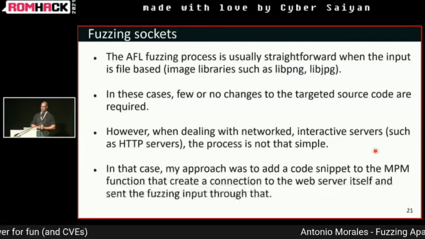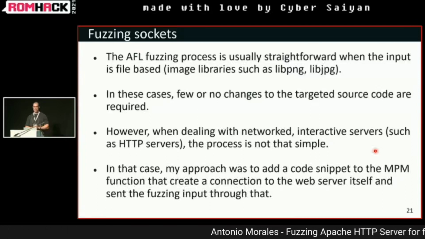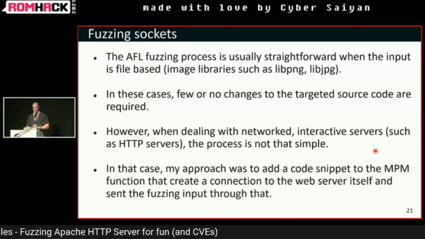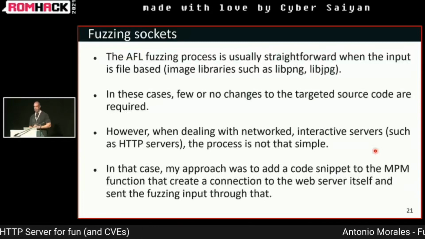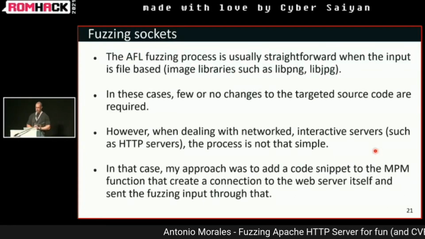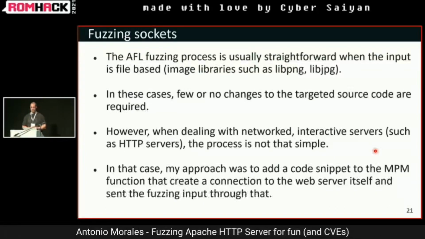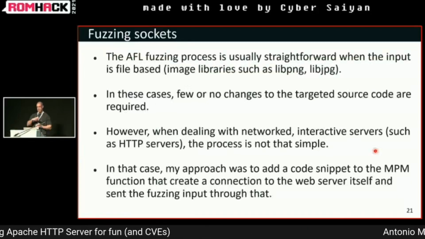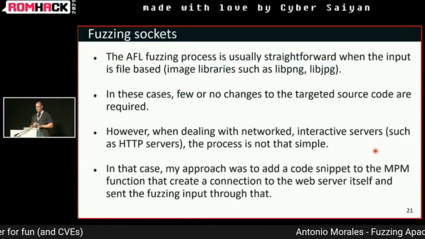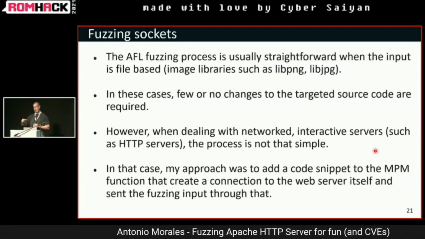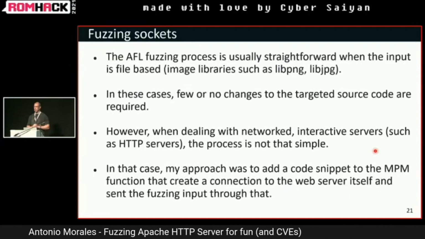Another problem that we face when we want to fuzz an interactive server is that AFL doesn't support native socket fuzzing. So we need to find, or we need to modify the source code in order to be able to fuzz the server. For that, my approach was to add a small code snippet into the MPM code that I showed to you before. This code snippet self-connects to the server itself, opens a new thread, and redirects all the input data through it.